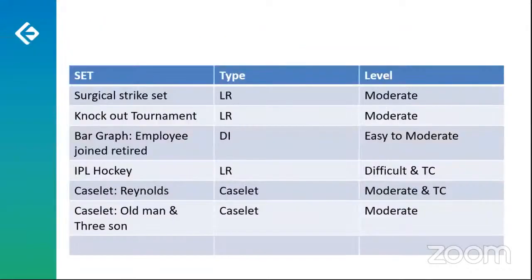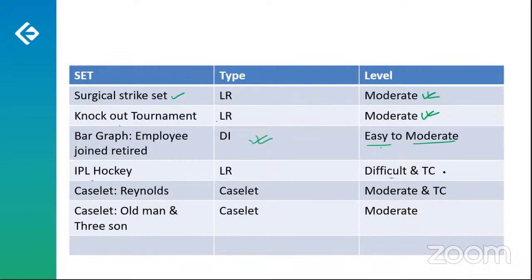So if I have to classify all these, the surgical strike sets, Vajwa and all those, that is LR. I would consider that a moderate level. Knockout tournament, again moderate, provided you know that concept. In case you don't know, it may be a difficult set for you. Bar graph, employee joined and retired, was easy to moderate. Why have I written easy to moderate? In case somebody wouldn't have solved that set, then moderate. Otherwise, it was easy, purely observation based.